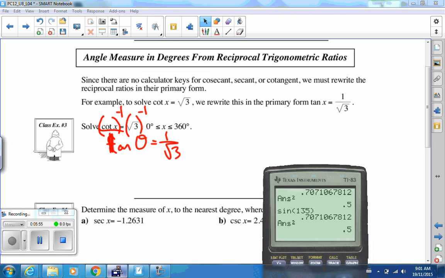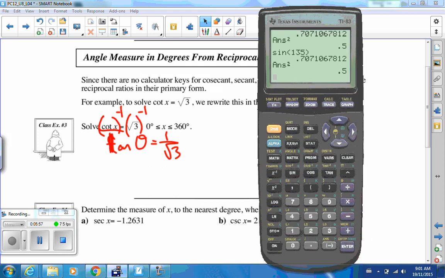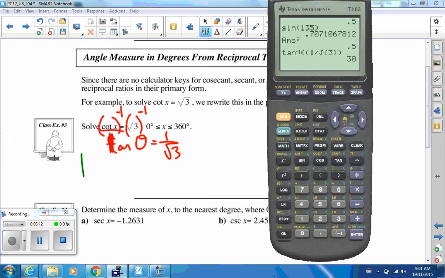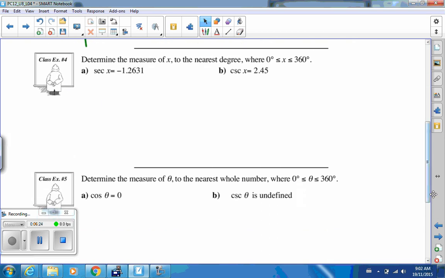But assuming we haven't done our unit circle, I'm going to go tan inverse of, again, 1 divided by square root 3, close bracket, close bracket. That gives me 30 degrees. And then I know that tan is positive, and tan is positive in this quadrant and that quadrant. So my solutions are going to be 30 and 210.